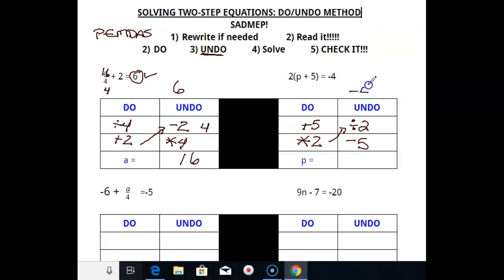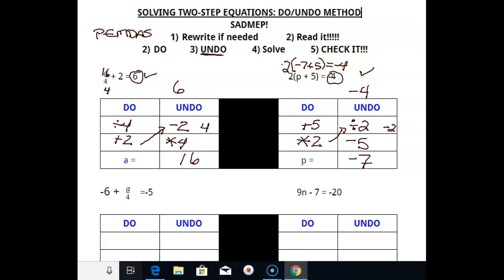I'm going to start with the negative 4, the constant. So negative 4 divided by 2 is negative 2. Only one negative sign in my answer. Negative 2 minus 5 is negative 7. They're both negative, so I add them together and put a negative sign on it. Now this is where I'm going to check it. 2 times negative 7 plus 5 equals negative 4. Negative 7 plus 5 is negative 2. 2 times negative 2 is negative 4. Hooray, I did it correctly.